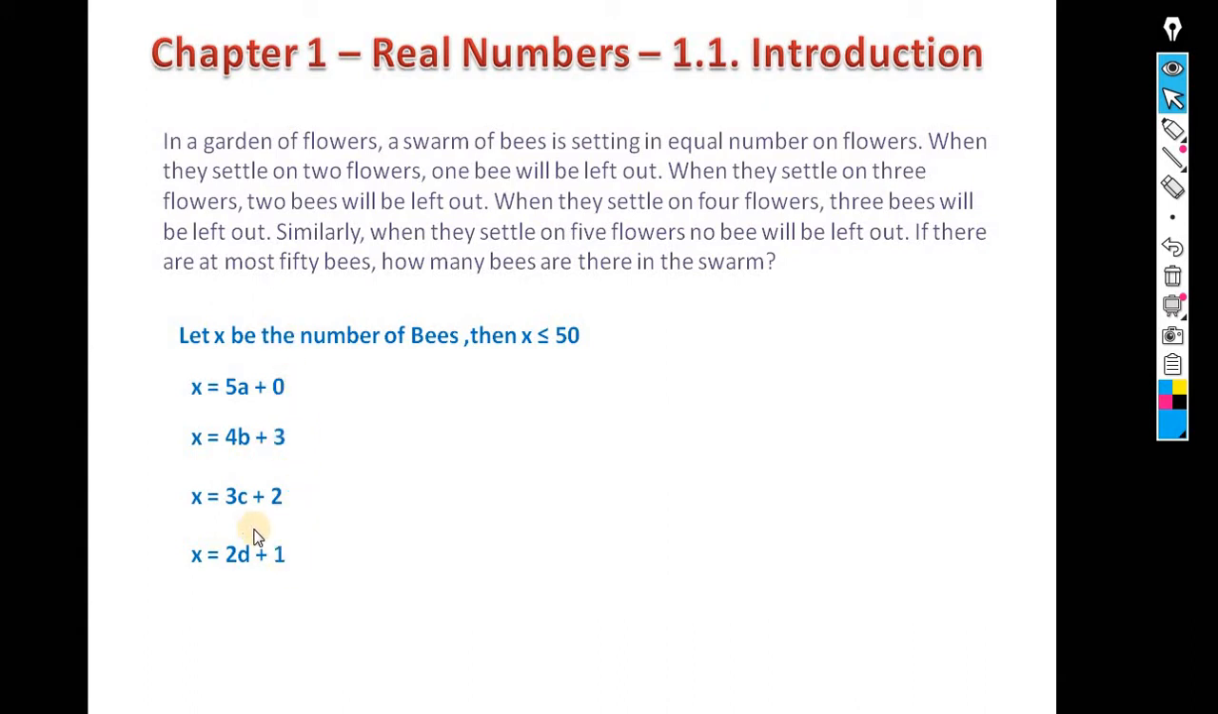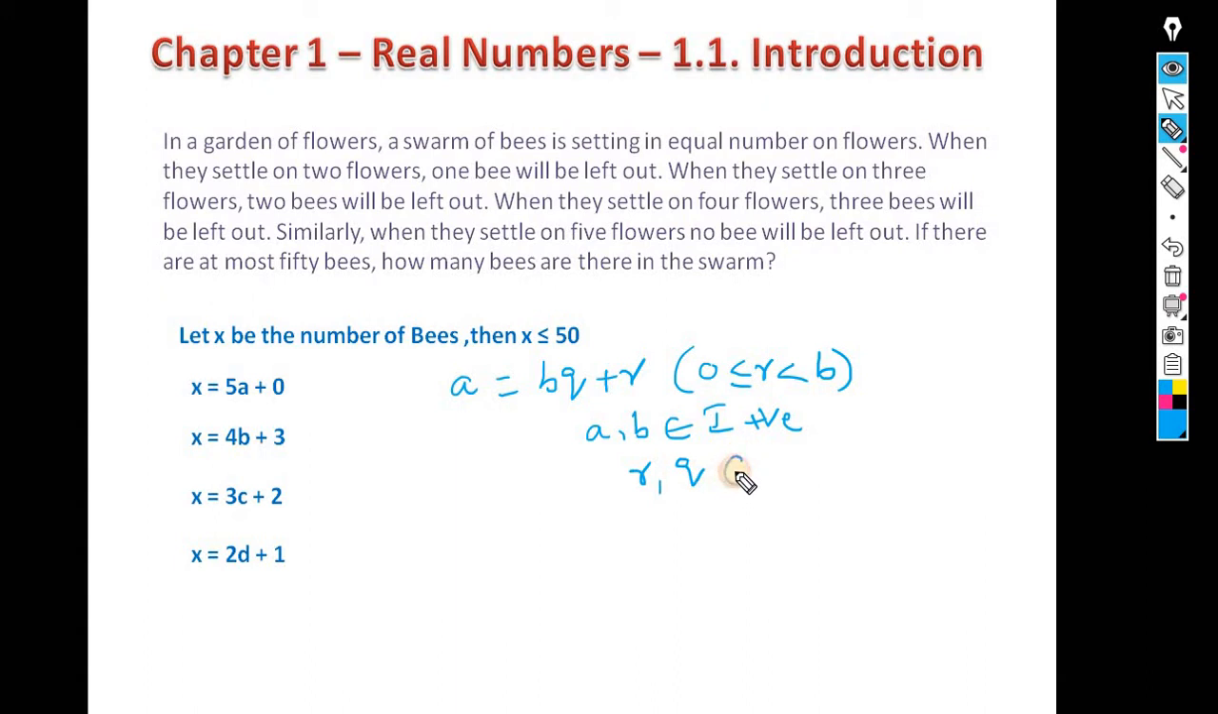Let's say I write it in the form of the division algorithm, like this: A is equal to BQ plus R, where 0 less than or equal to R less than or equal to B. What are A and B here? A and B are positive integers, and R and Q belong to whole numbers. So this is our theorem which talks about the division algorithm.